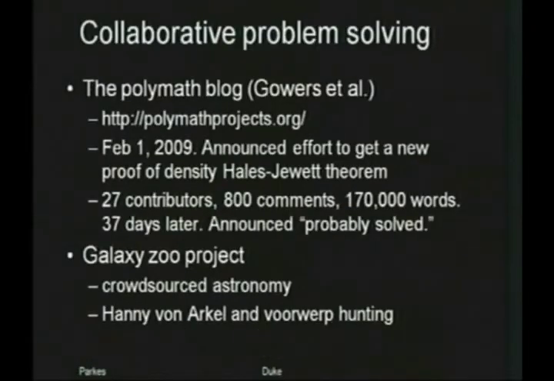And in fact, collaborative problem solving, you see a lot of this. The Polymath project is a very famous example. Another nice example is the Galaxy Zoo project. So you can find out more about voorwerp hunting if you're interested in this. Do a Google for voorwerp hunting, read about that.